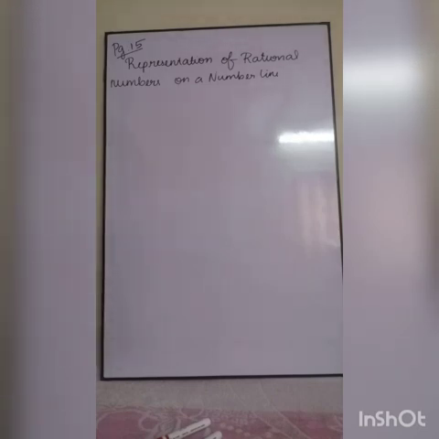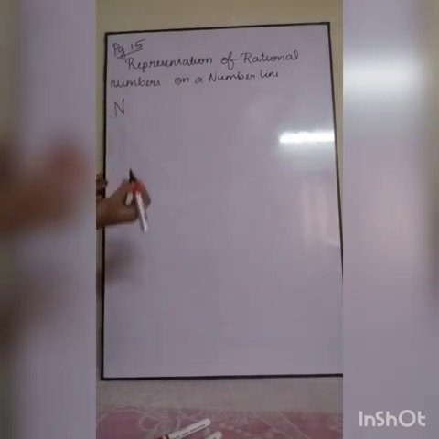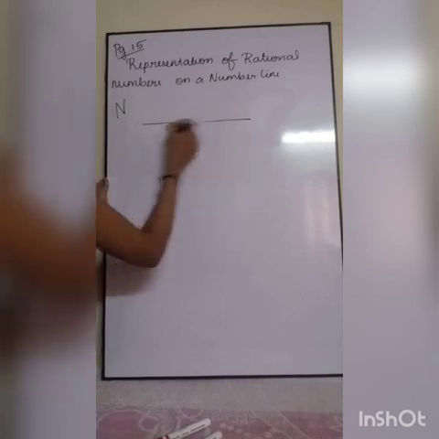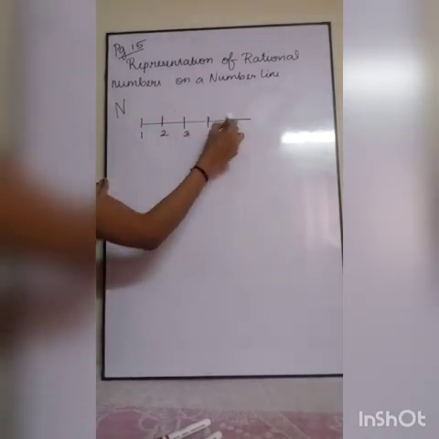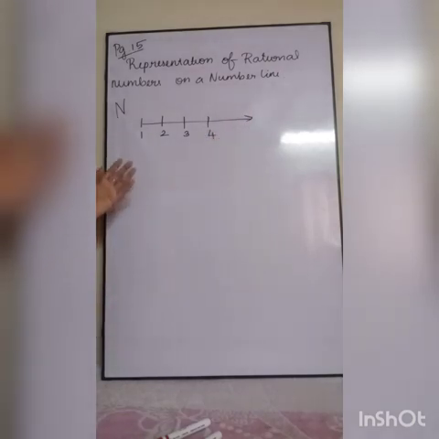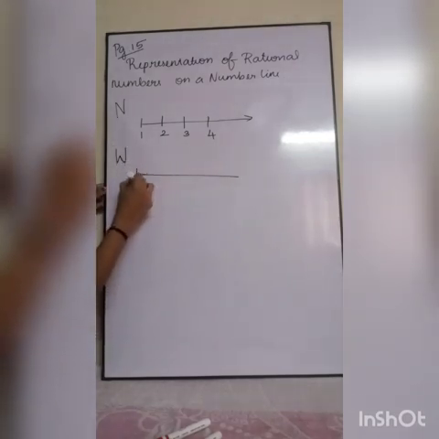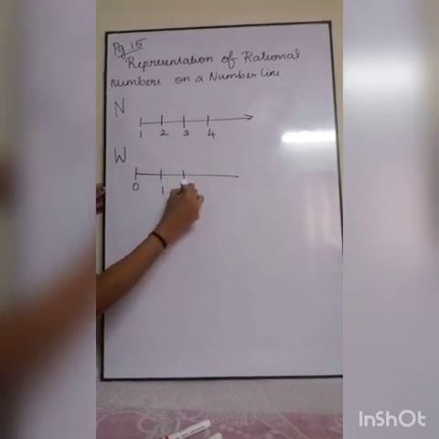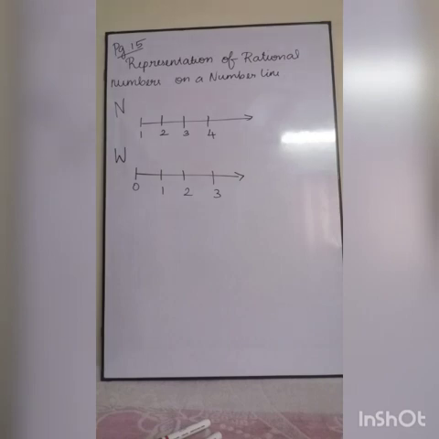Usually for natural numbers, how will you draw the number line? 1, 2, 3, 4, like that, right? So this is how you should draw the number line for natural numbers. Next, for whole numbers: 0, 1, 2, 3, etc. This is how you will draw the number line for whole numbers.